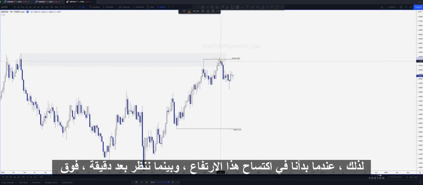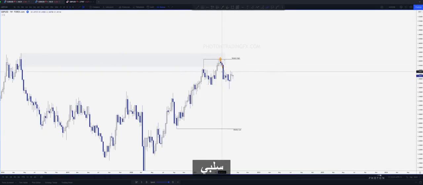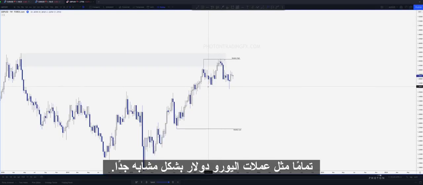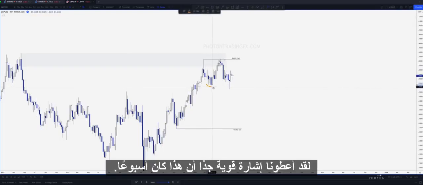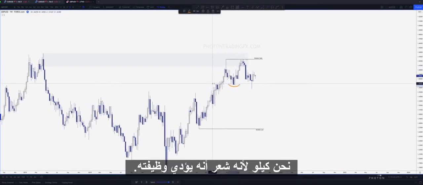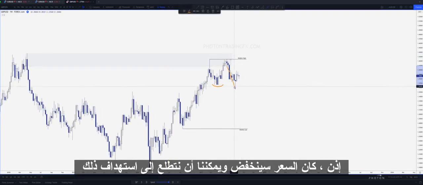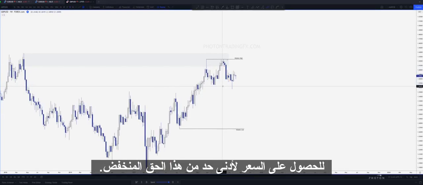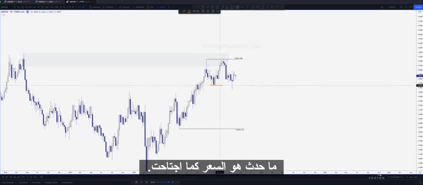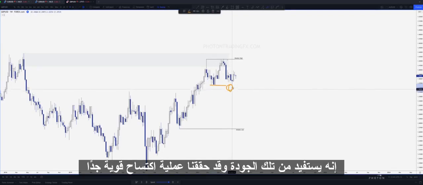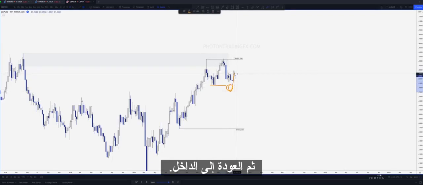So as we started to sweep that high, and then as we'll look in a minute on the lower time frames, as we started to break structure to the downside, just like Euro Dollar, right, pretty similar price action, that gave us a very strong indication that this was a weak weekly low because it failed to do its job. So then price was going to come down and we could look to target that for price to at minimum run that low, right? Now what's happened is price has swept it, tapped into that liquidity, and we've had a pretty aggressive sweep and retrace back inside.